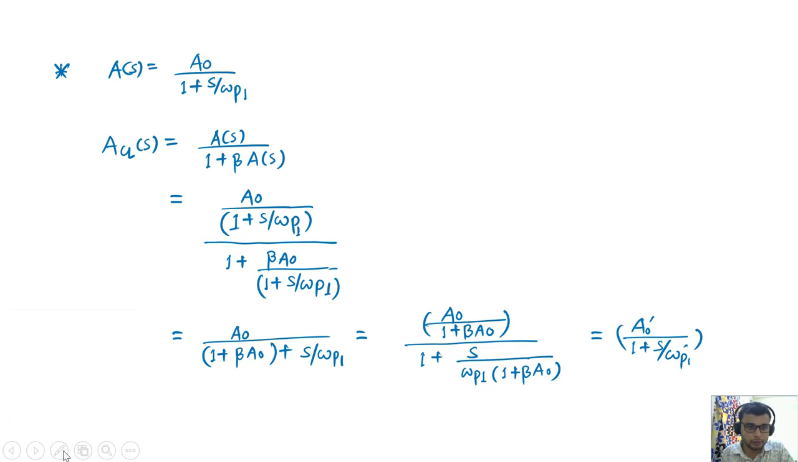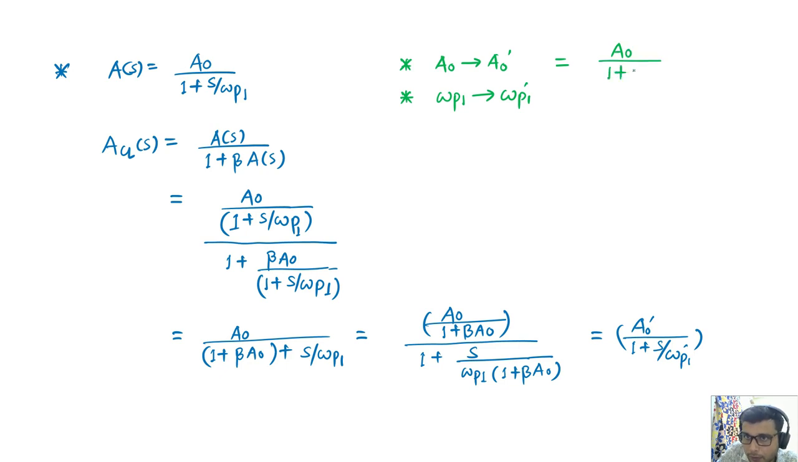So in negative feedback we can see that my gain is changed from A naught to A naught dash, and my 3dB frequency is also changed from omega p1 to omega p1 dash. What is A naught dash? This is nothing but A naught divided by 1 plus A naught beta. So the gain is reduced by the factor of 1 plus A naught beta, and the bandwidth is increased to omega p1 times 1 plus A naught beta.